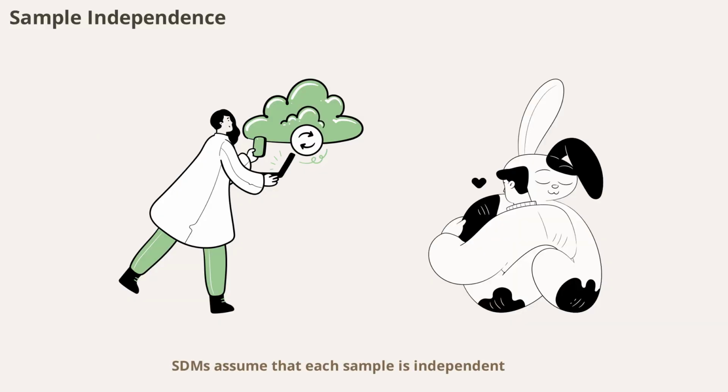SDMs assume that each sample is independent, meaning it brings new information to the model. However, datasets often include replicate records or dense clusters of samples, which can violate this assumption. Non-random sampling designs, such as grouping records within parks or along transects, require specialized modeling approaches like mixed models or autoregressive models. Cleaning and screening data for independence is an important step in the SDM workflow.